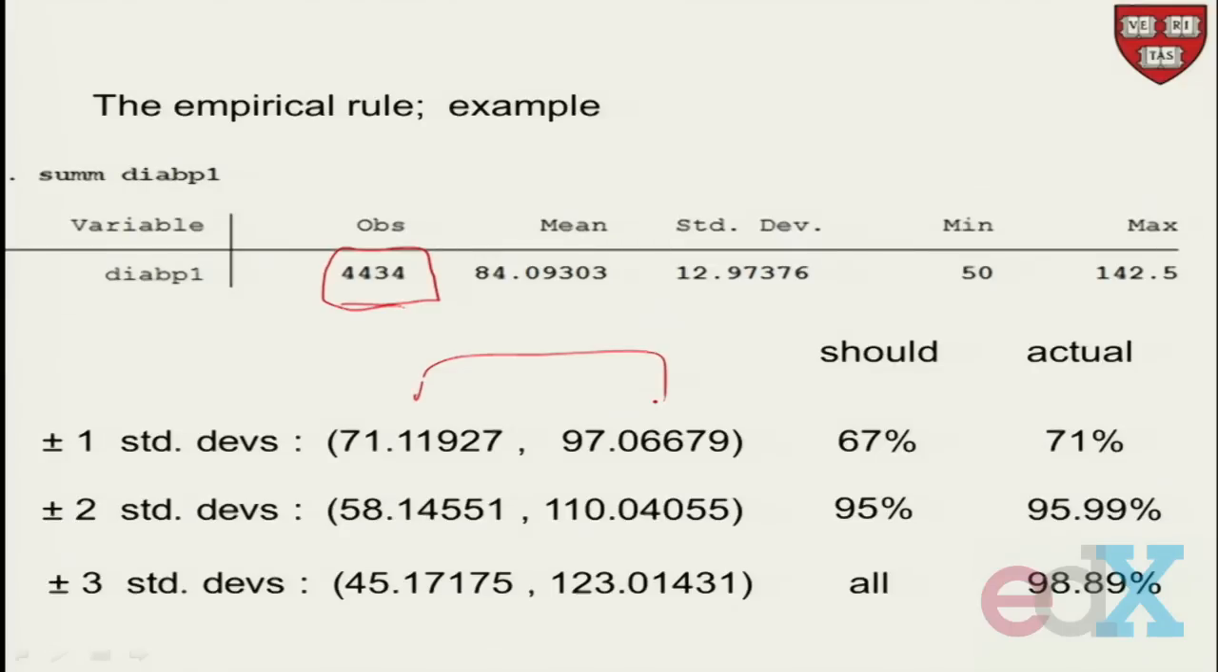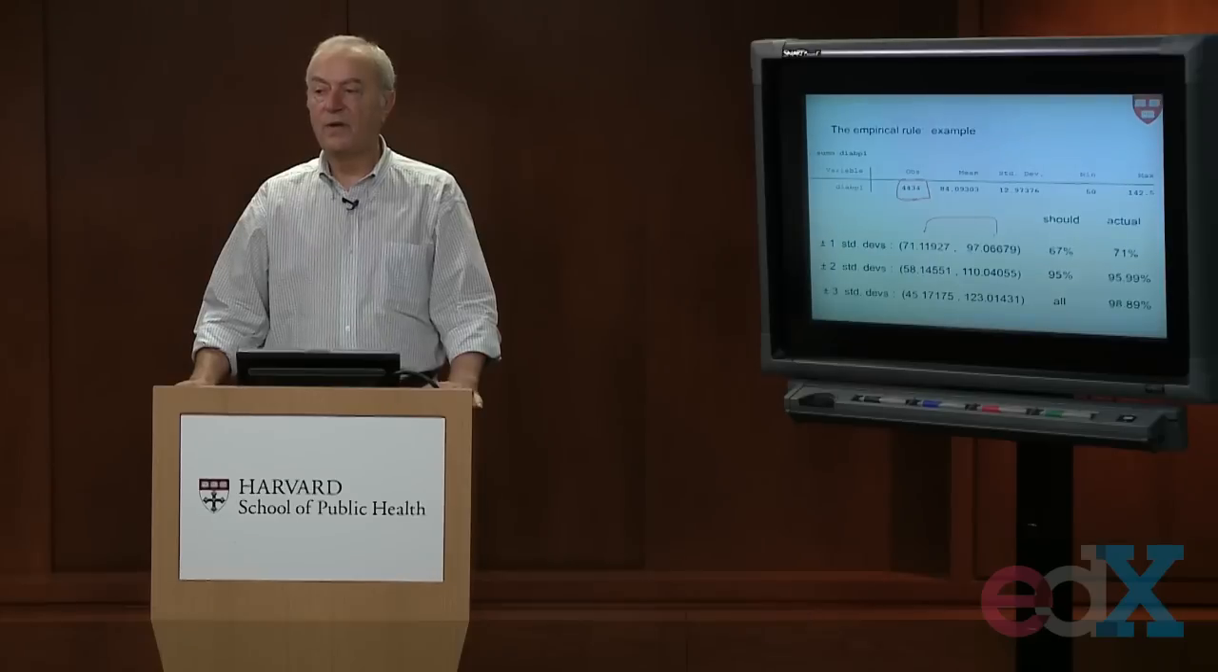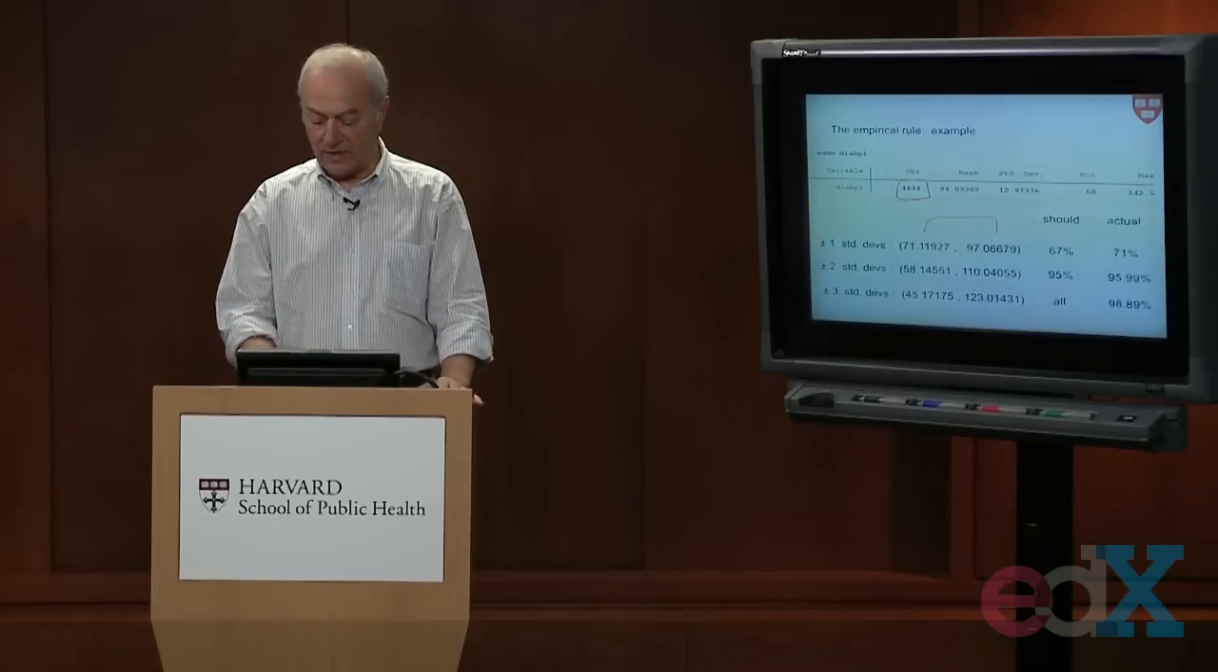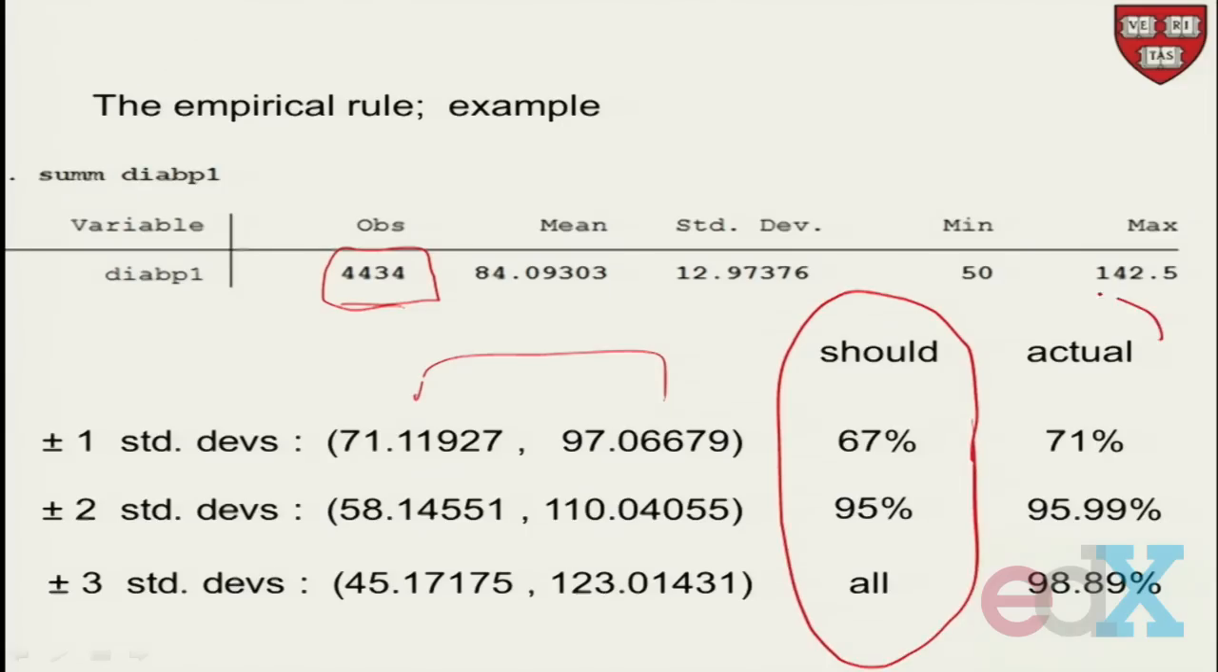And plus or minus 3 standard deviations actually covers 98.89%. So here is an example of what the rule says should happen and what actually happened.